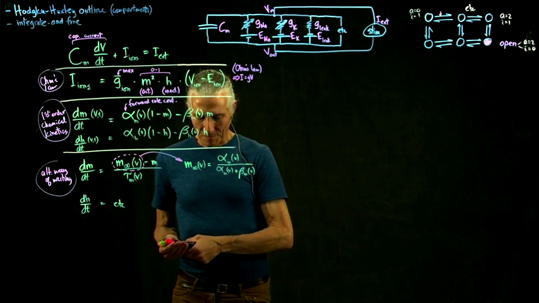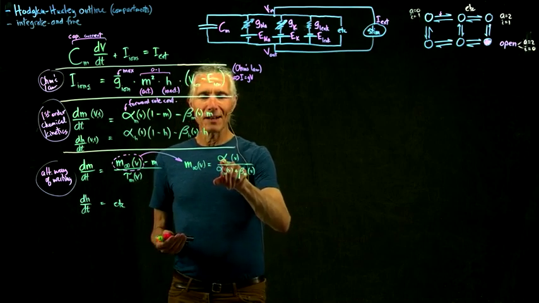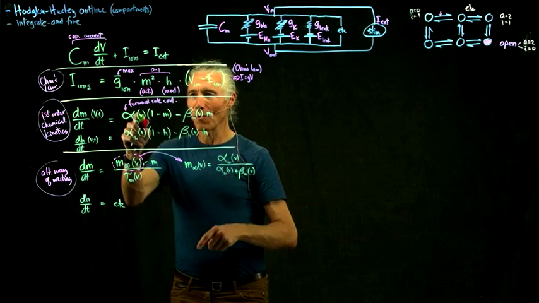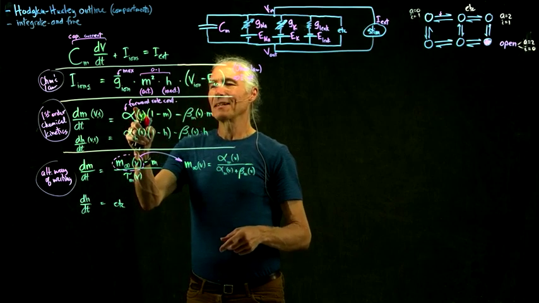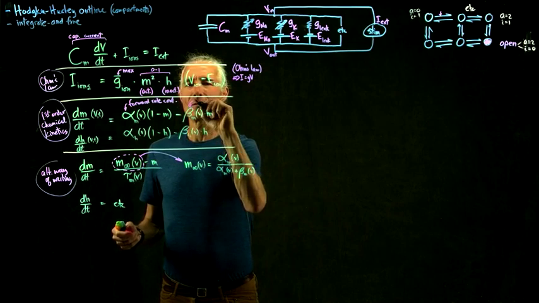So what is this alpha m as a function of voltage? So the forward rate constant as a function of voltage. And this guy's the backward rate constant.